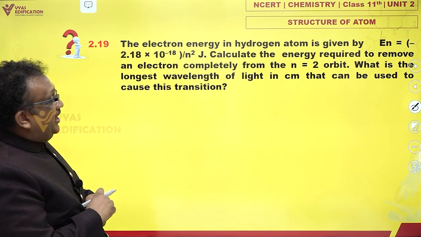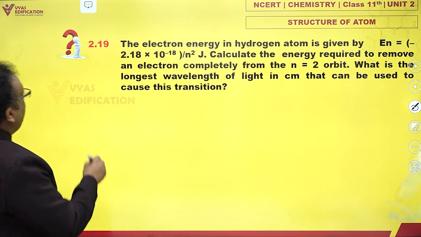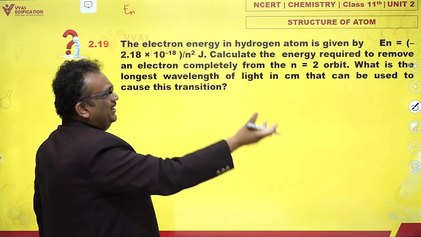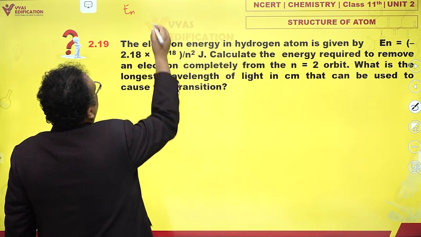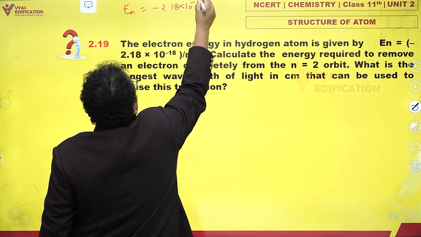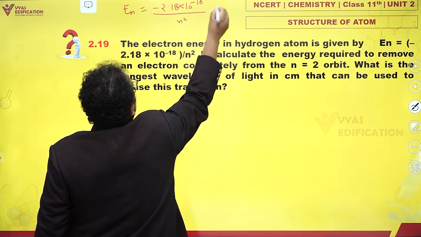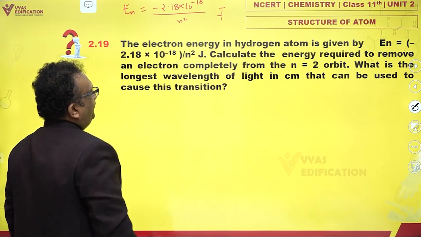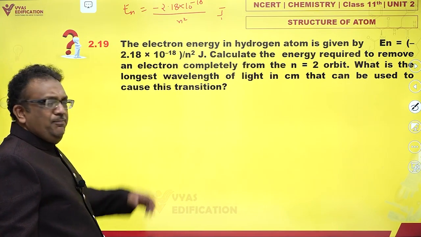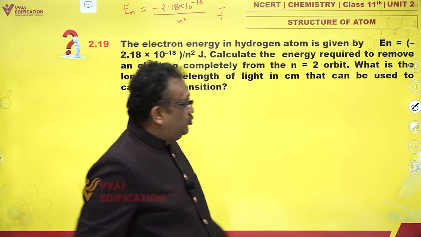The electron energy in hydrogen atom is given by En. I'm given the formula. Now, I already know the formula, but they are supplying it. En is minus 2.18 into 10 raised to minus 18 by n square joules. Calculate the energy required to remove an electron completely from n is equal to 2 orbit.